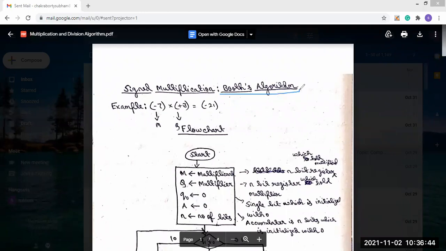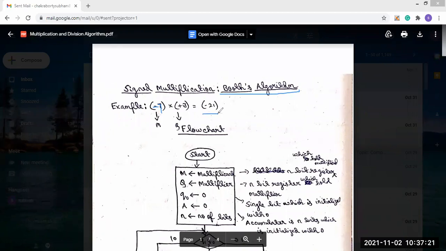So how this Booth's algorithm works, we will see. Let's say we have two numbers, and we are doing this multiplication for signed values. That means let's say we have -7 into +3. This is the example we have taken. If we perform the multiplication, what will be the value? The multiplication value will be -21.